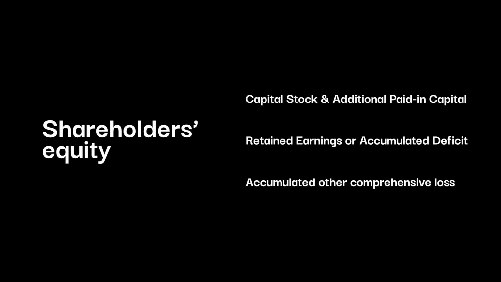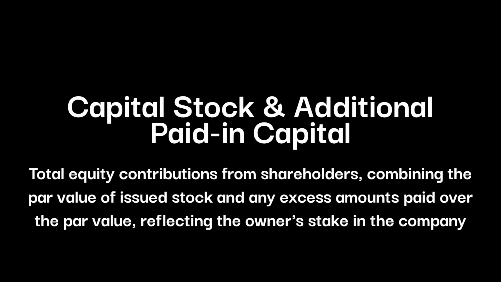Some of the different sections in shareholders equity: you have capital stock and additional paid in capital, retained earnings or accumulated deficit, and then accumulated other comprehensive loss. Capital stock and additional paid in capital is total equity contributions from shareholders, combining the par value of issued stocks and any excess amount paid over the par value, reflecting the owner's stake in the company.